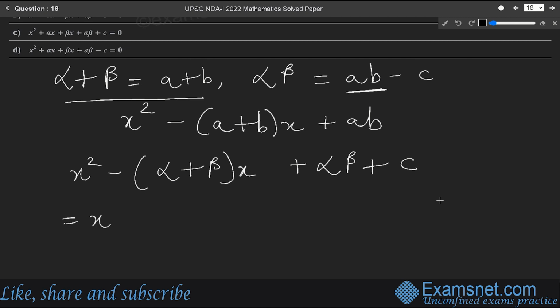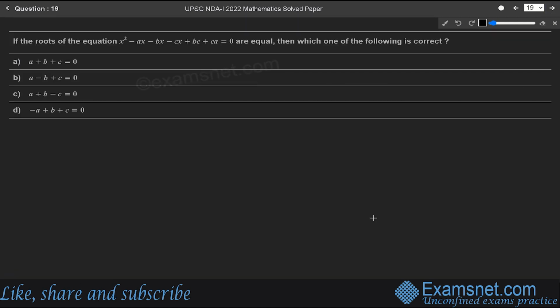Further solving, we get x square minus alpha x minus beta x plus alpha beta plus C is equals to 0. So this is the correct quadratic equation. Next question is, if the roots of the equation x square minus ax minus bx minus cx plus bc plus ca is equals to 0 are equal, then which of the following is correct?